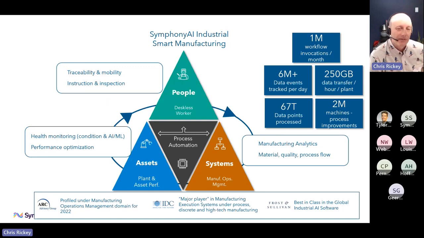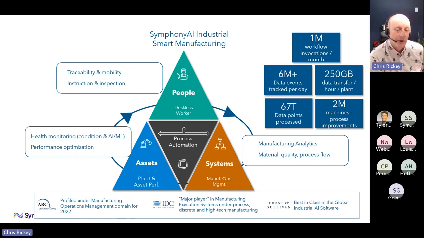If we take a little bit different view of that, we think about the types of resources that we're dealing with in the manufacturing space. We have our assets on the floor, we have our people that are making all this happen, and then we have the various systems that are collecting data and making sure that we're doing the right things. And so our smart manufacturing platform basically brings all these things together.